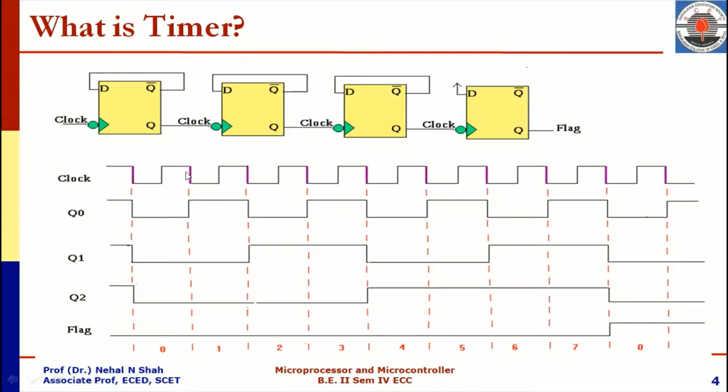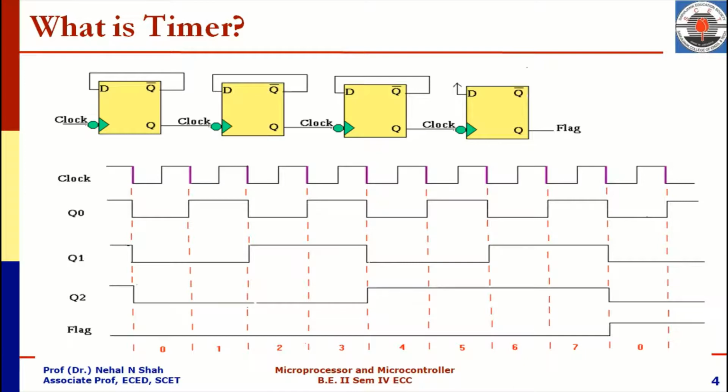So if original clock frequency is 1 MHz or time period is 1 microsecond, Q0 frequency will be 500 kHz. For Q1, it will be 250 kHz. For Q2, it is 125 kHz. And for flag signal, it is going to be 62.5 kHz. So we can also say that with every flip-flop, frequency is divided. So timer can generate various time periods and it can generate signals of various frequencies.